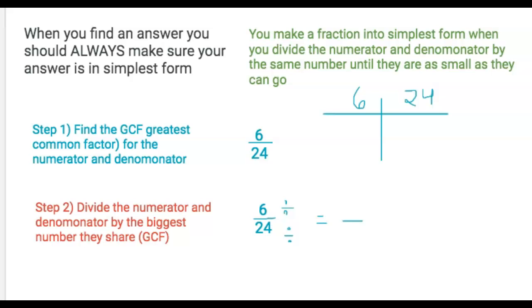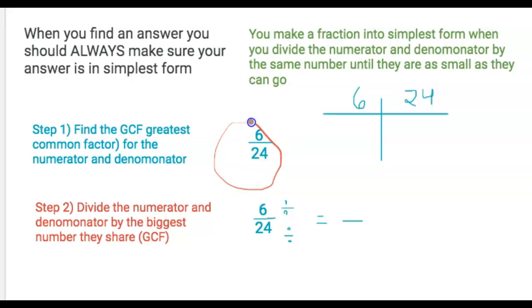All right. So when you are adding and subtracting, once you go through all that work of making equivalent fractions and then you can add them or subtract them, you need to look at your answer. So it says when you find an answer, you should always make sure your answer is in simplest form. Okay? So here are some instructions. You make a fraction into simplest form when you divide the numerator and the denominator by the same number until they are as small as they can go.